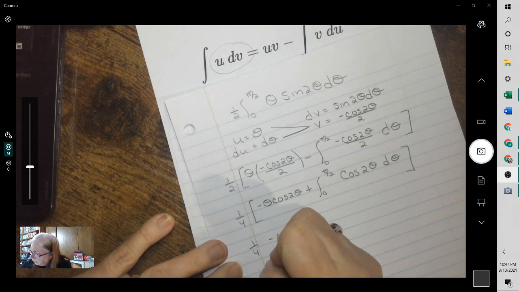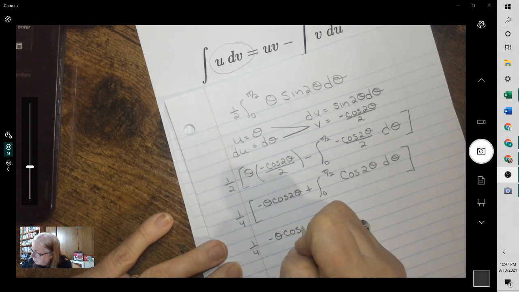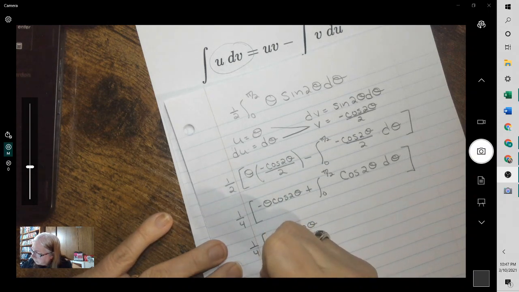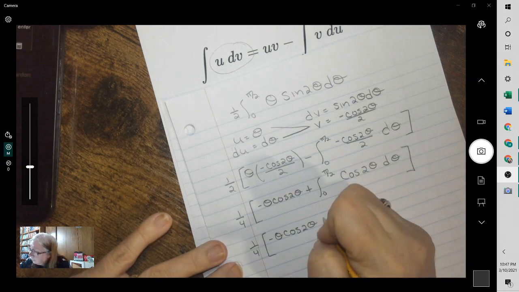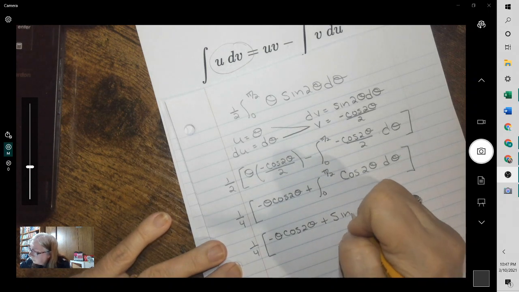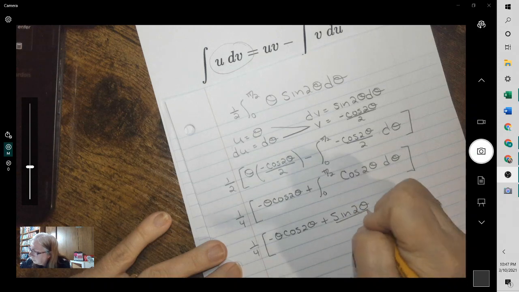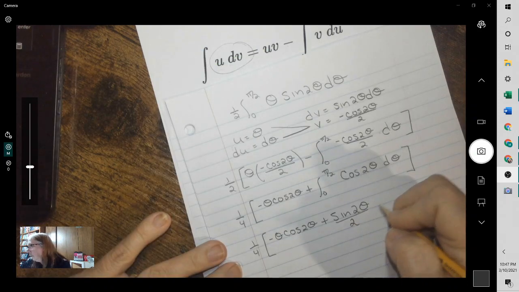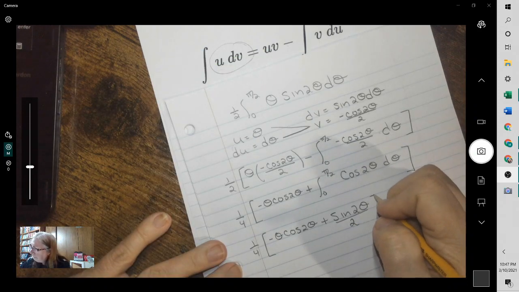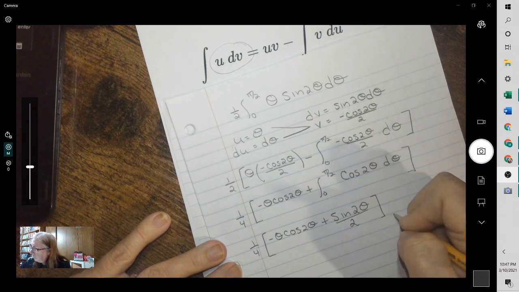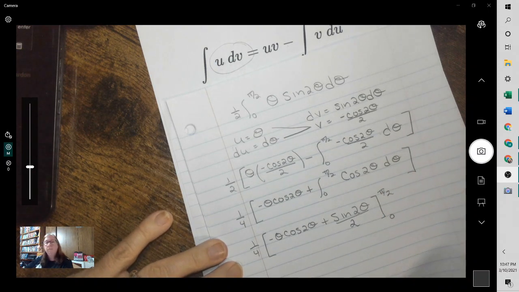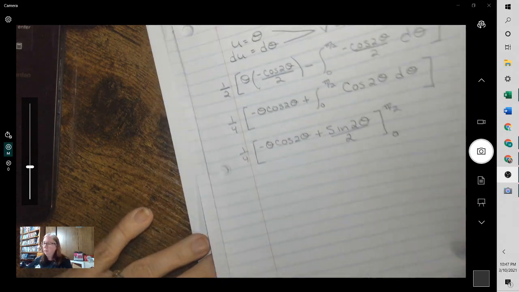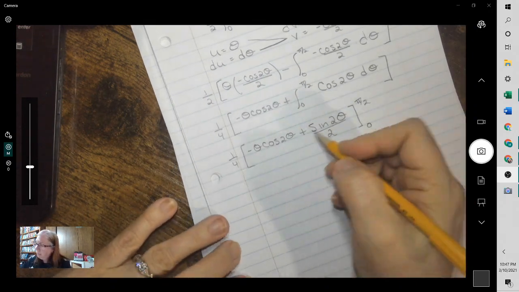1/4 negative theta cosine 2 theta. The integral of cosine will be sine. And then remember, divide by the derivative of the inside. And we're going from 0 to pi over 2. And we just want to plug our values in. Top minus bottom.